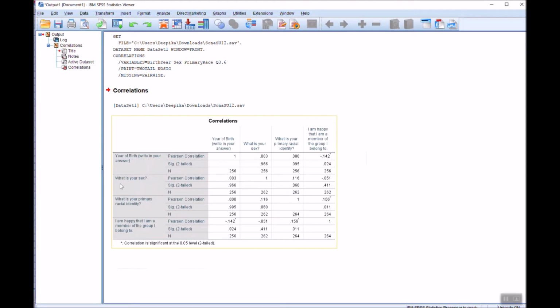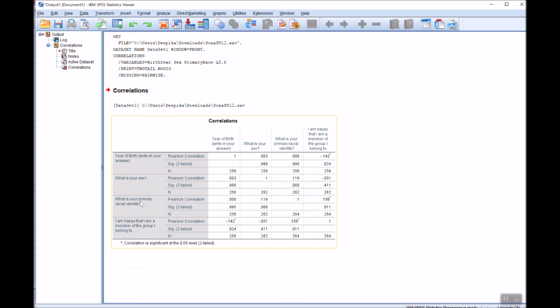Also, we see that there is not a significant relationship between sex and happiness in an ethnic group. Basically, whether a person was male or female didn't change how happy they reported they are with their ethnic group.